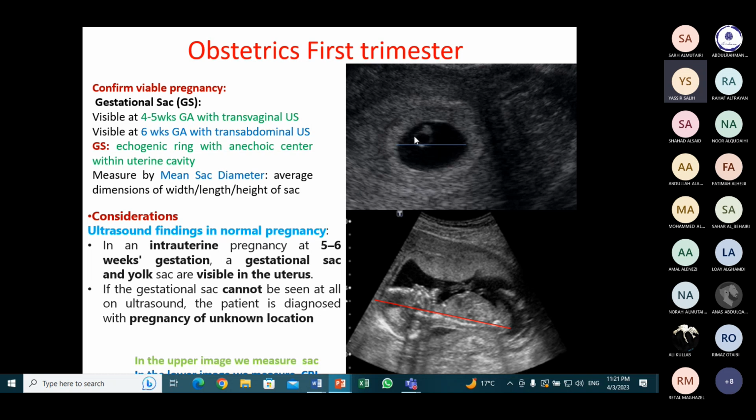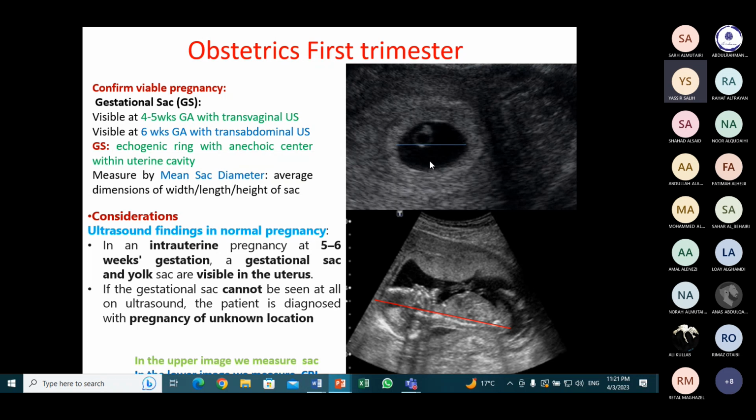Now if you look carefully within the gestational sac there is another cyst. This is called the yolk sac. The yolk sac forms within the gestational sac. So this is the gestational sac and the smaller one is the yolk sac. And if you look also, you can see there are echoes here. This is the embryo. So this is the gestational sac, and this is the yolk sac, and this is the embryo.